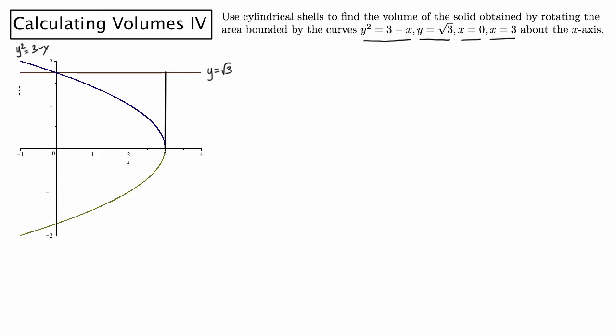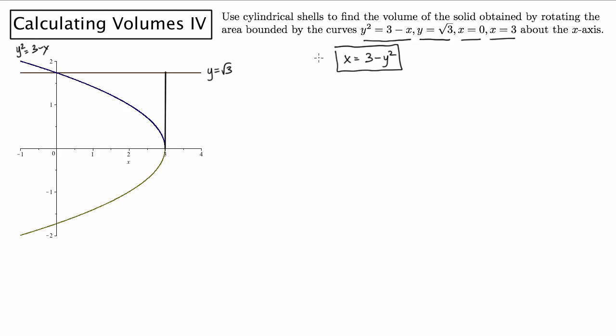And chances are, at some point, we're going to have to solve that in terms of a different variable. So let me go ahead and do that. Let me solve that in terms of x. If I have y squared equals 3 minus x, then that says that x is 3 minus y squared. That might come in handy a little bit later, so let's just hold on to that.